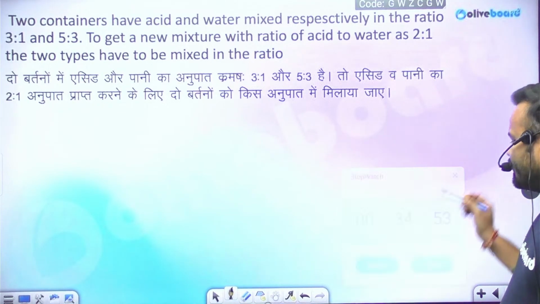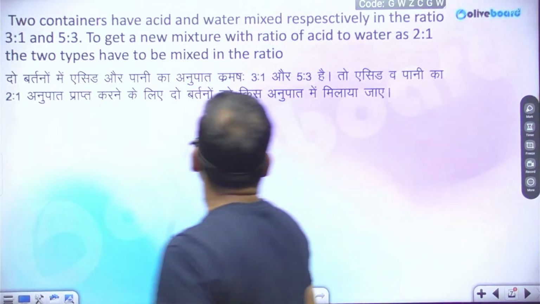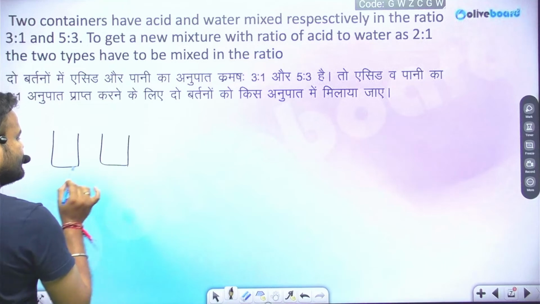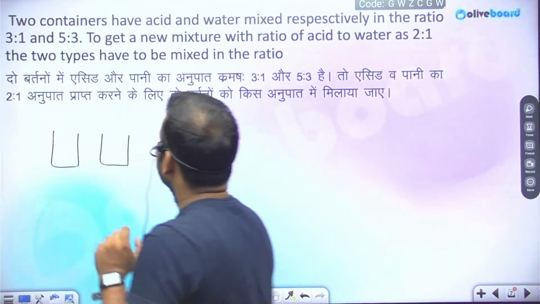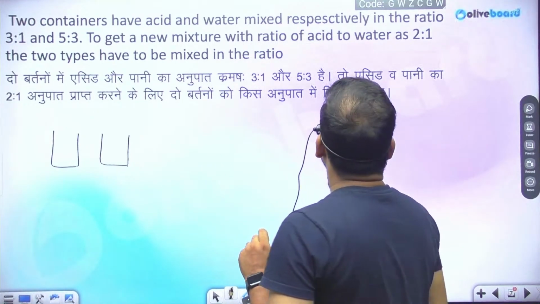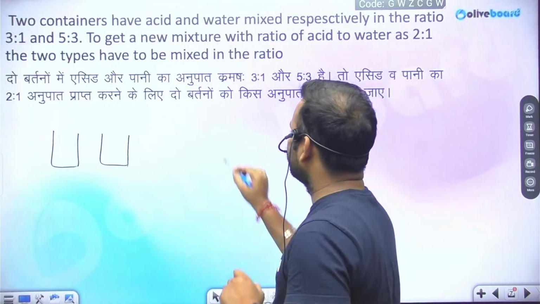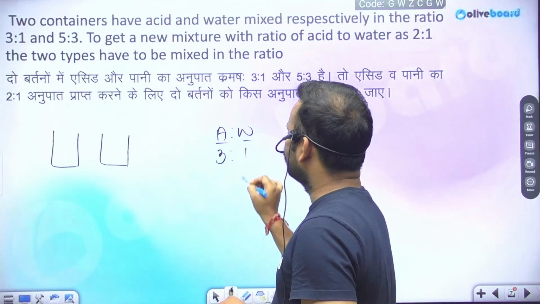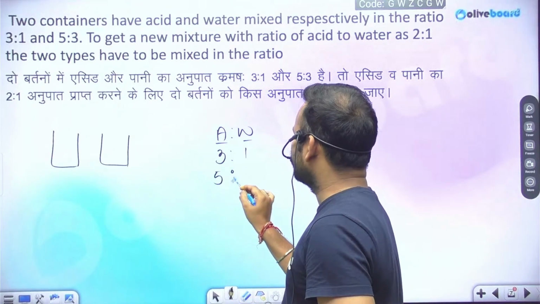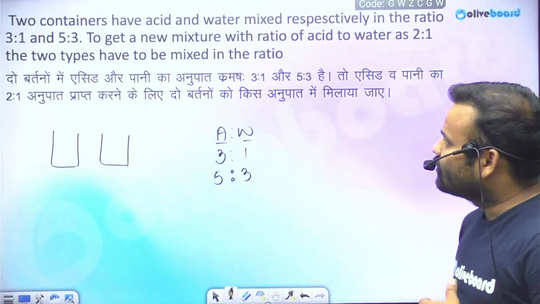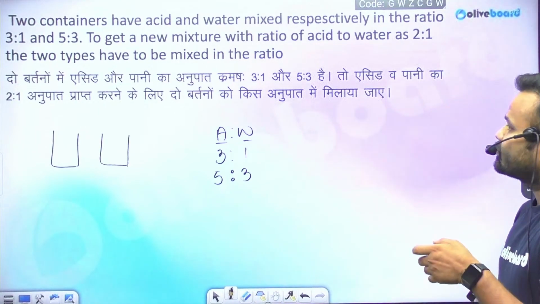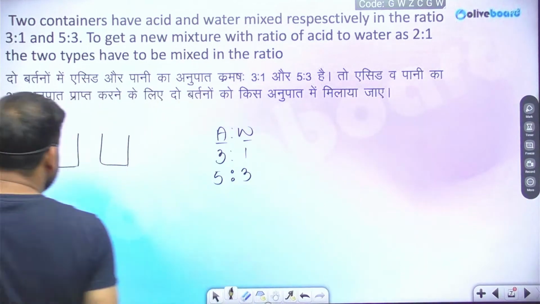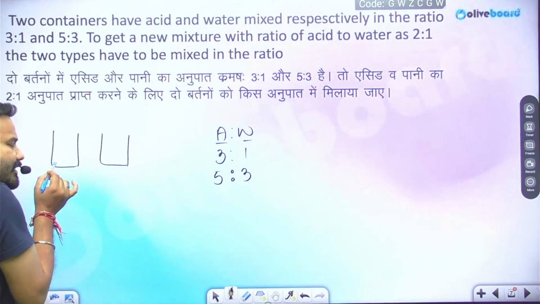So there are two containers that have acid and water mixed in the ratio of 3:1 and 5:3. They are having acid and water. The first container is having acid and water in the ratio of 3 and 1. And the second container is having acid and water in the ratio of 5 and 3. To get a new mixture with ratio acid to water as 2:1, the two types of mixture have to be mixed in what ratio? So now there were only two containers.